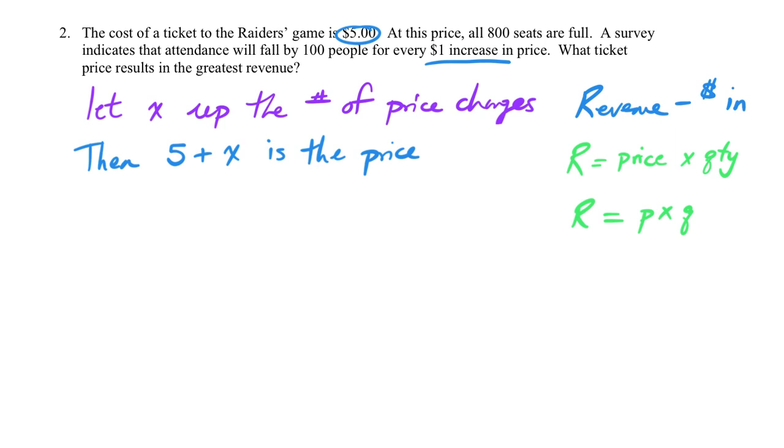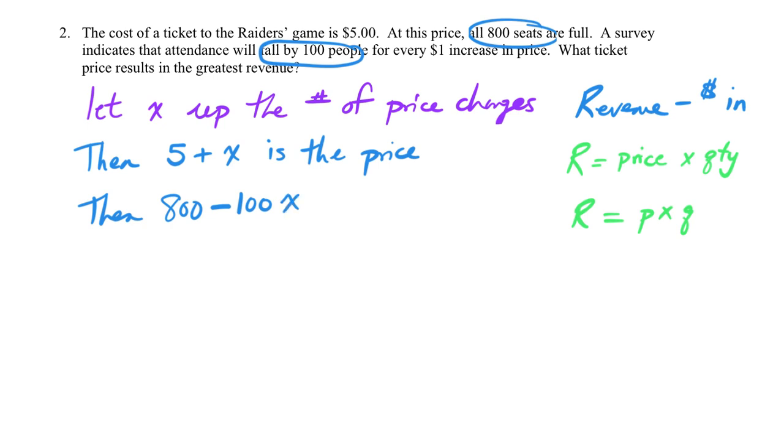I could do the same thing to create a quantity expression. I could then say, well, what's my quantity now? Right now, we are selling 800 tickets. So 800 is my starting quantity. But I notice that every time I increase by $1, I'm going to lose, my quantity falls by, 100 people. So my quantity is going down 100 people for every price change I make.